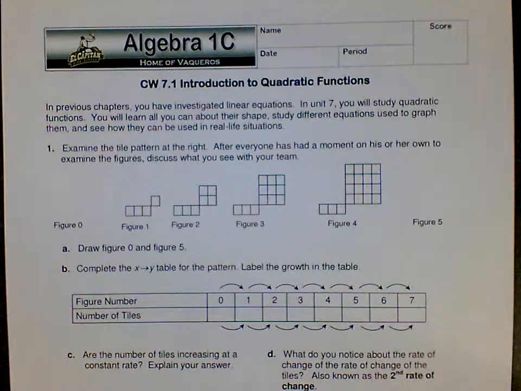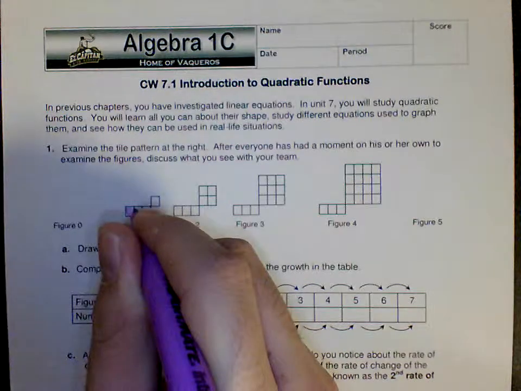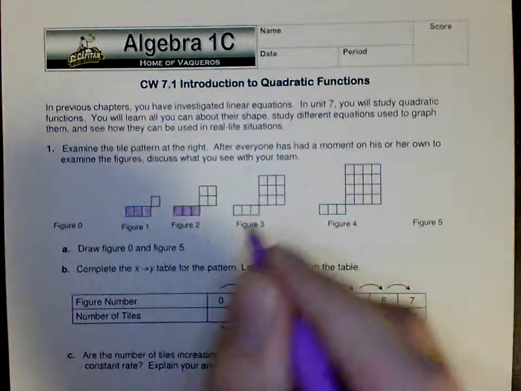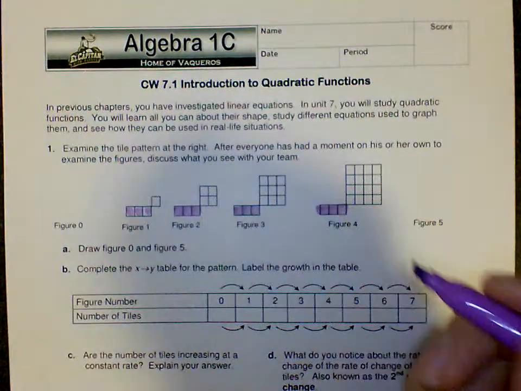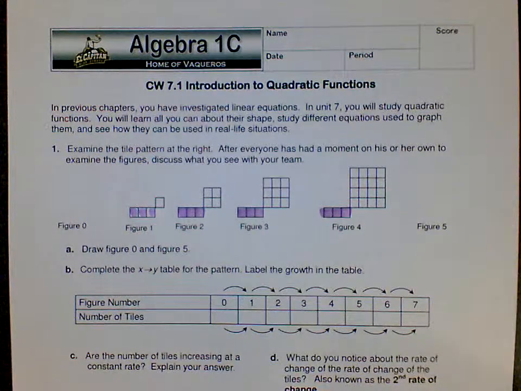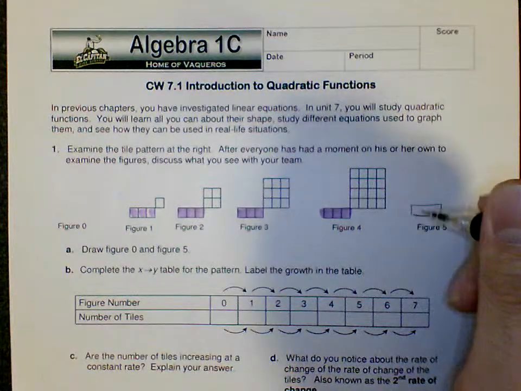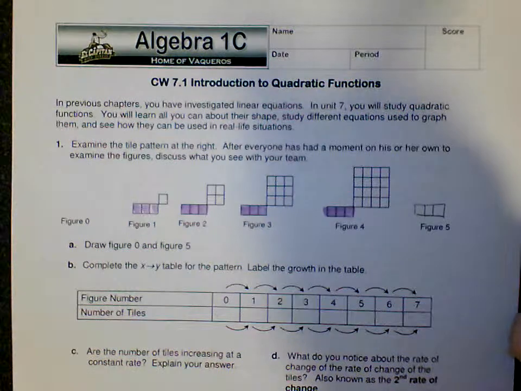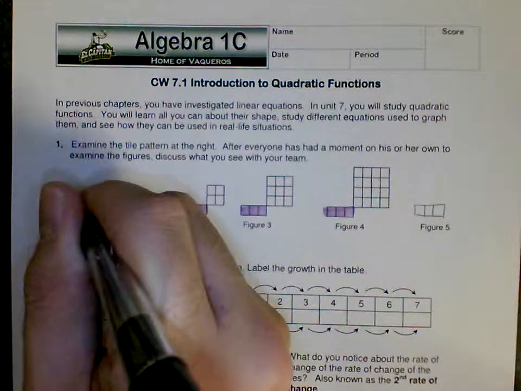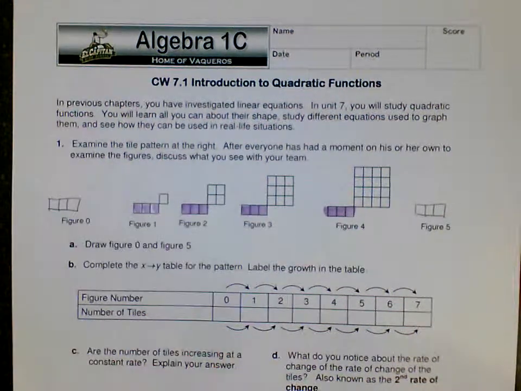All right, so the first thing I see is 3 tiles that are never changing. Always got this one, that one, and that one. Always got these 3 here, and those are never changing. So I can guess that figure 5 is probably going to have 3 tiles. And also figure 0 is going to have those 3 tiles.